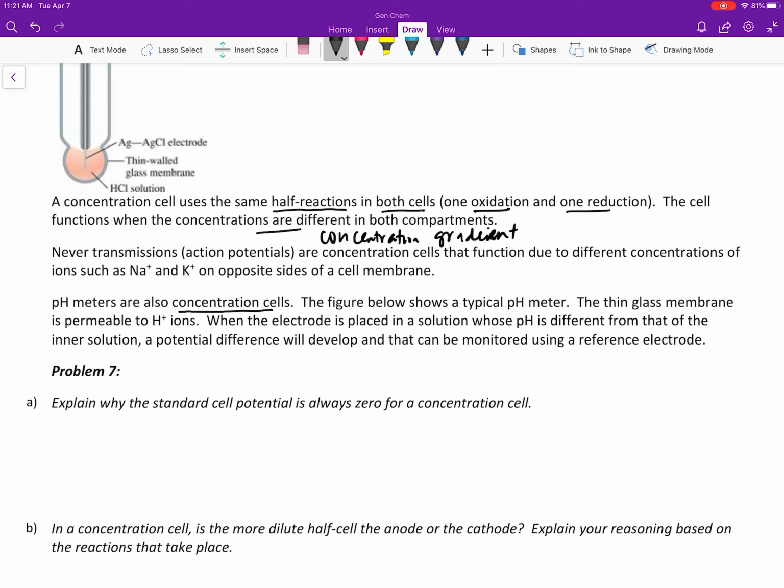pH meters are considered concentration cells. The figure above is going to show a typical pH meter. And so as the concentration of H plus ions on the outside of the cell changes, it's going to determine how many are fluctuating into the pH meter, which then helps us measure pH. Either a large concentration of protons or a low concentration of protons will tell us the pH. Okay.